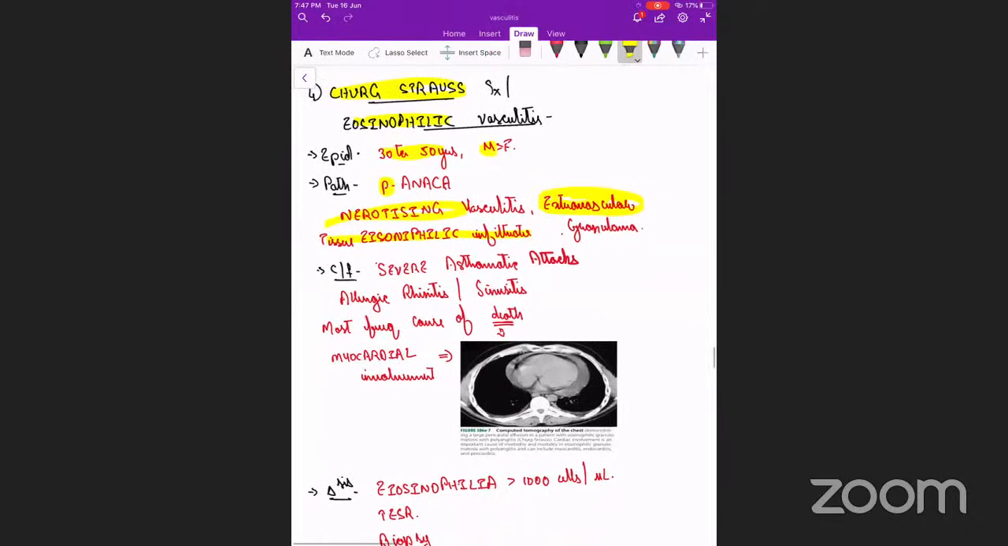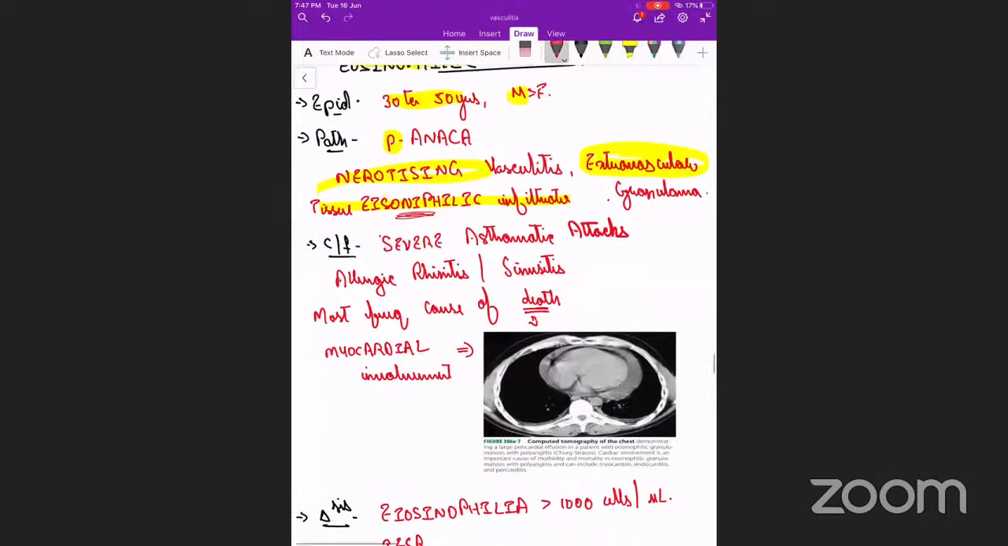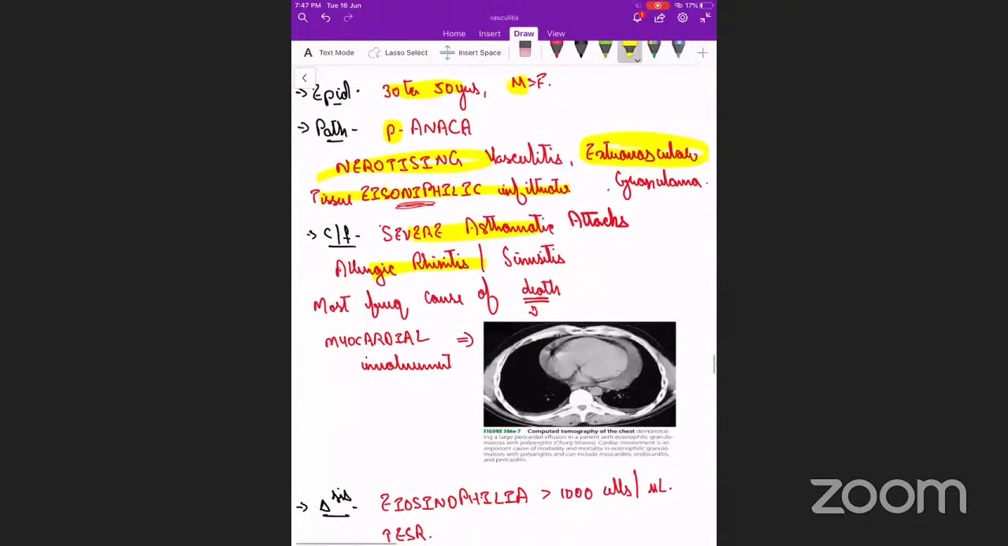Next is clinical features. So in this, how does the patient present? Since eosinophilia will be there, it is an IgE mediated disorder, there will be severe asthmatic attacks. We see that even the pathogenesis of this asthma is IgE mediated. So severe asthmatic attacks will be there. Allergic rhinitis and sinusitis can be there. But this again can be an MCQ.